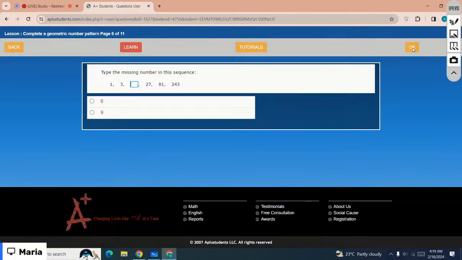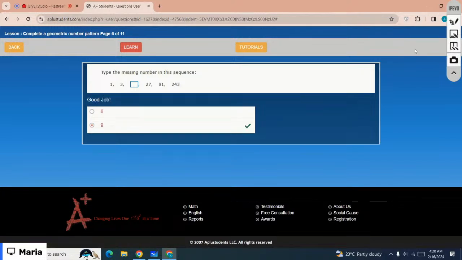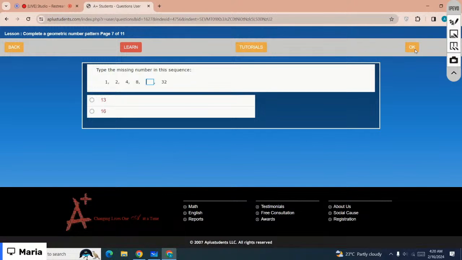The next one is type the missing number in the sequence. So which number is missing? Yes, that is 9, right? Type the missing number in the sequence. So which is the next number in the sequence?